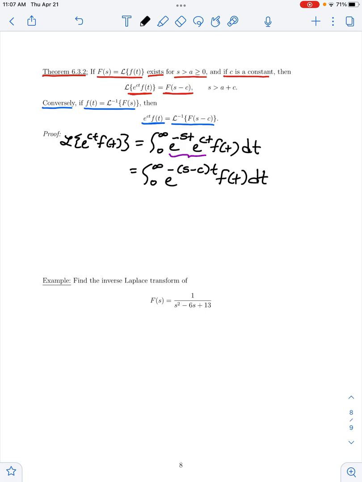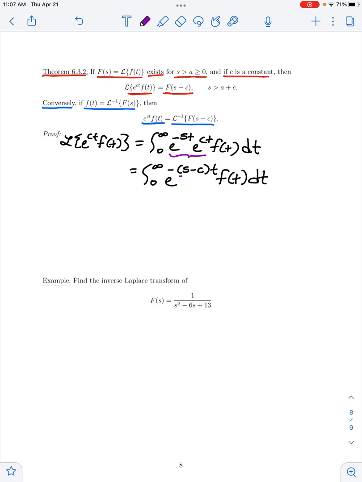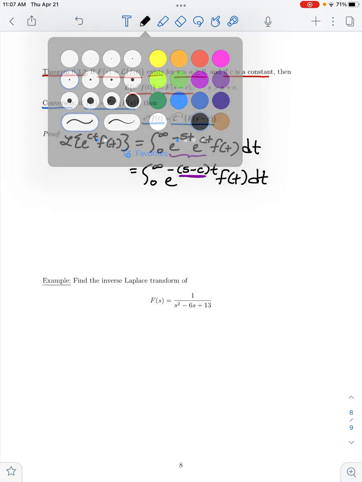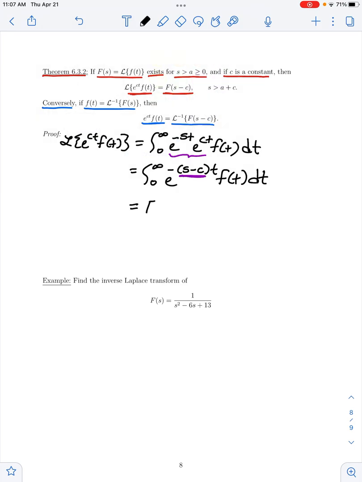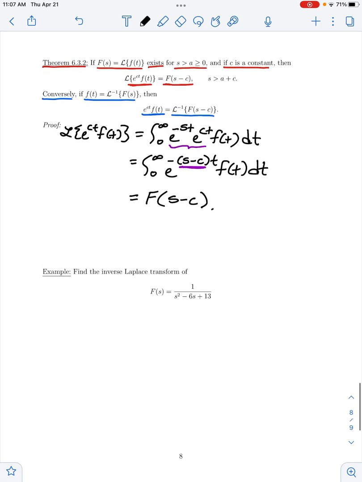And now notice that this integral is the exact definition of the Laplace transform of f, but with s replaced by s minus c. So we have the Laplace transform of little f, which we call capital F, but with s replaced by s minus c. And this is what we wanted to prove. So let's look at one last example making use of this result.